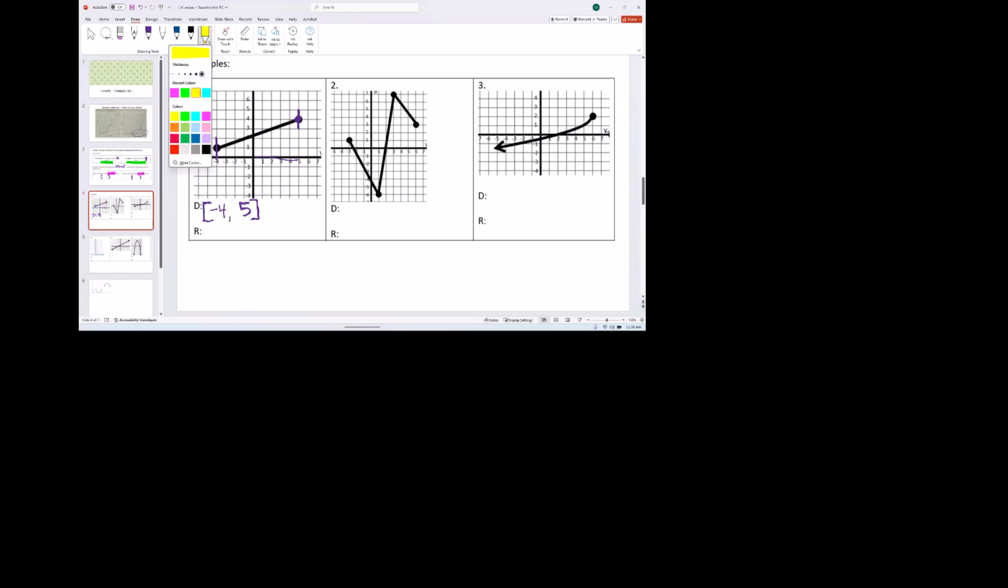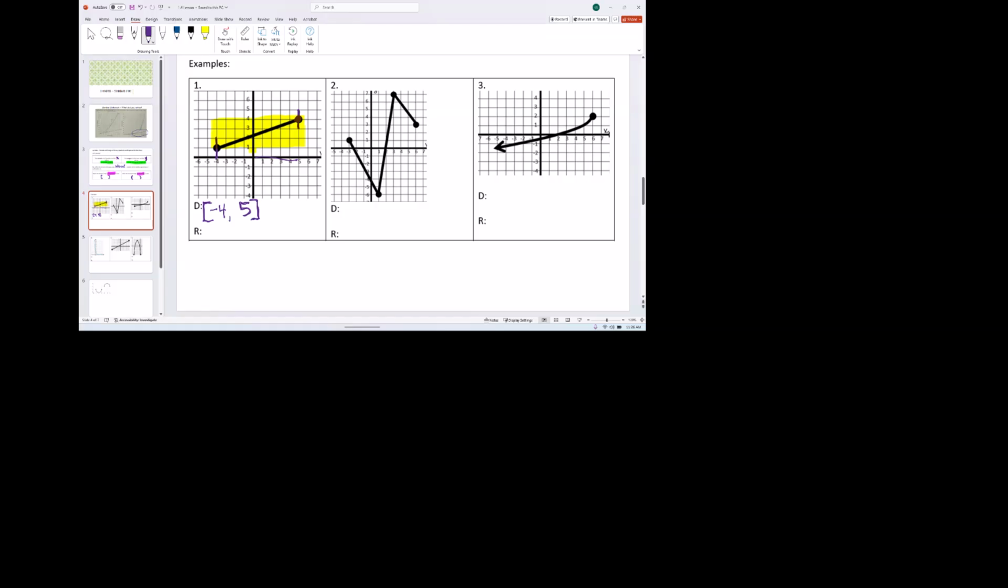Yep, we're going to look at the lowest y value to the highest y value. I'm going to change colors here. So we're just looking lowest to highest. So what's the lowest y value? 1, right? Because now we're looking at the y-axis. The lowest y value is 1.